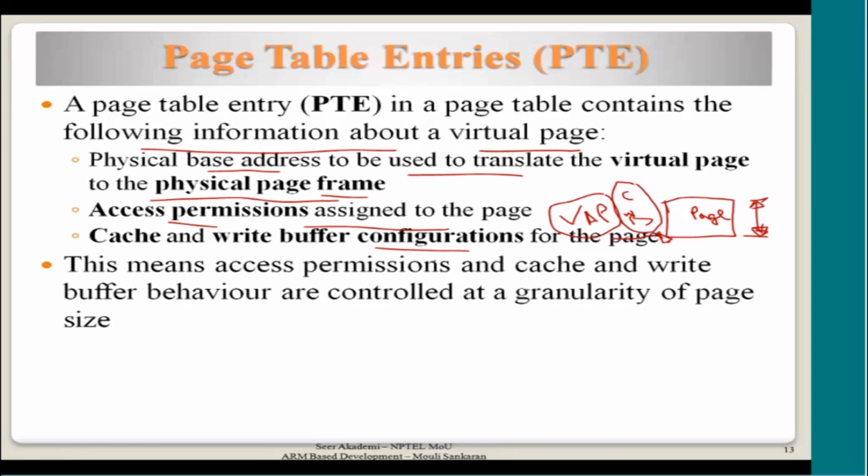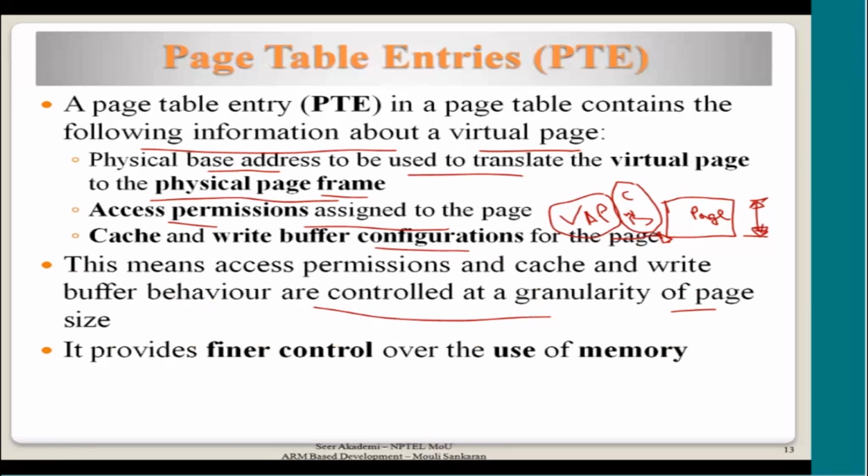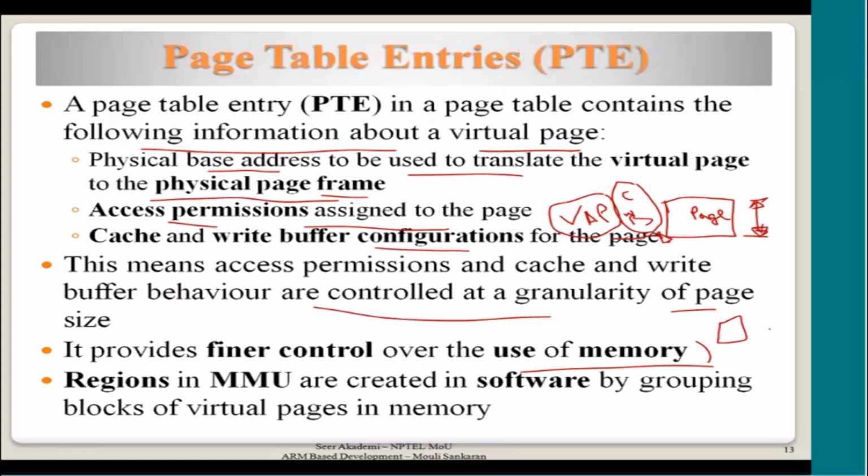This means that access permissions and the cache and write buffer behavior are controlled at the granularity of a page size. It provides finer control over the use of memory. Once I say that a page size of 1 kilobyte or 4 kilobytes can be there, then we have finer control on how a particular page is accessed and what access permissions have to be given. They are all controlled at the page level.